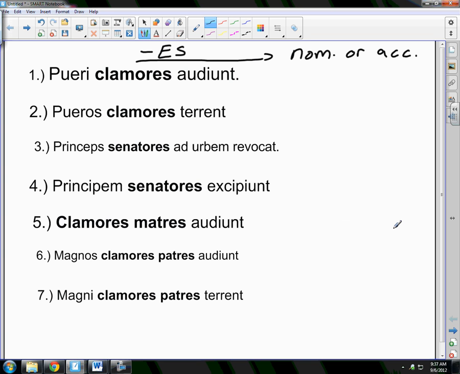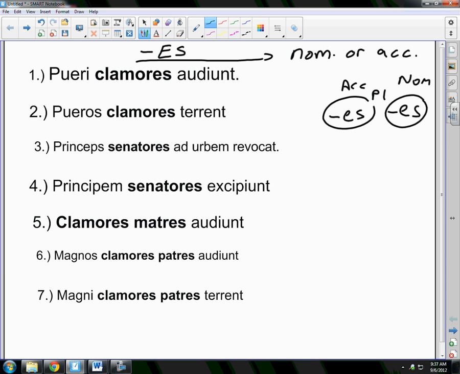Today we're going to talk about whether the ending -es is nominative or accusative. If I remember my chart, all of the third declension nouns have -es for their nominative and -es for their accusative when they're plural. These are accusative plurals and nominative plurals. Both of them are -es.